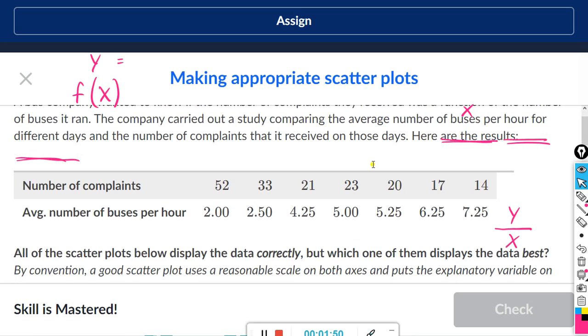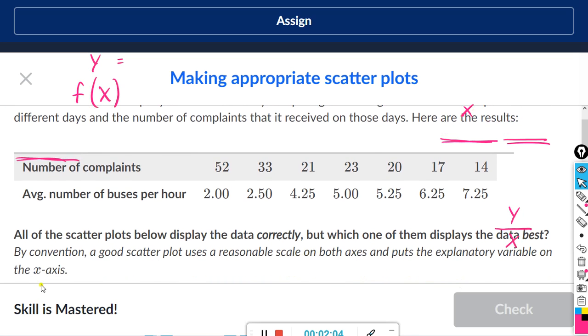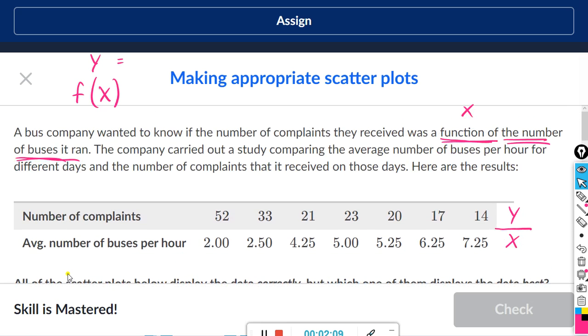Now it says, all of the scatter plots below display the data correctly, but which one displays the data best? By convention, a good scatter plot uses a reasonable scale on both axes and puts the explanatory variable on the x-axis. That makes sense. The x-axis should be the average number of buses, because how many buses per hour would possibly affect the number of complaints, not the other way around.